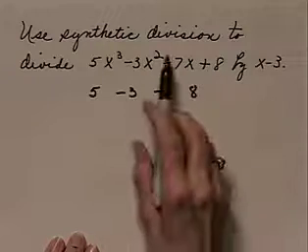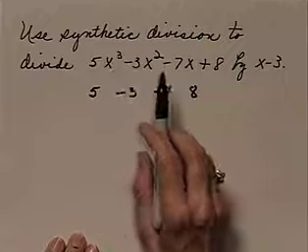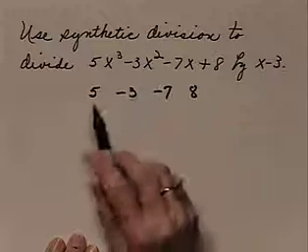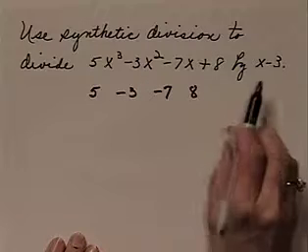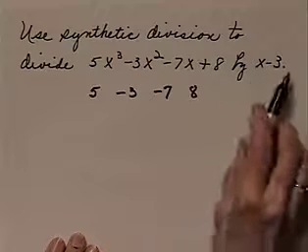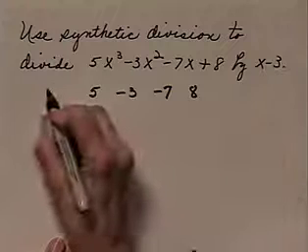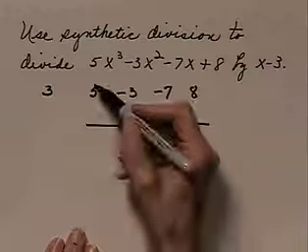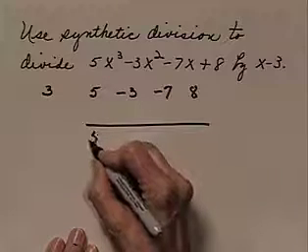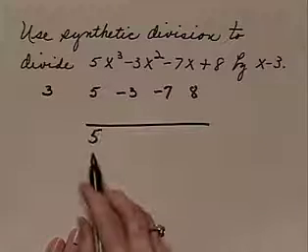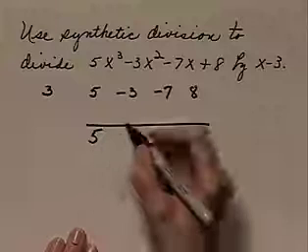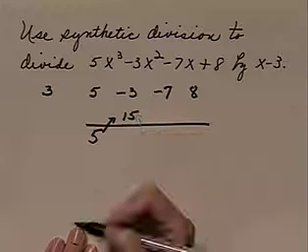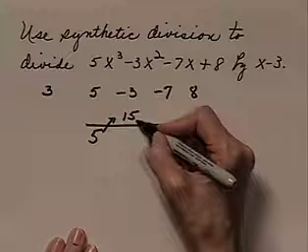Now, if you have terms that are missing powers of x, you will have to use a 0 in place of any missing powers. Now, we're dividing by x minus 3. We're going to put this 3 out here. Synthetic division says bring the 5 down, multiply 3 by 5, this gives us 15, and put it under the next number in our top row. Now add these two together.